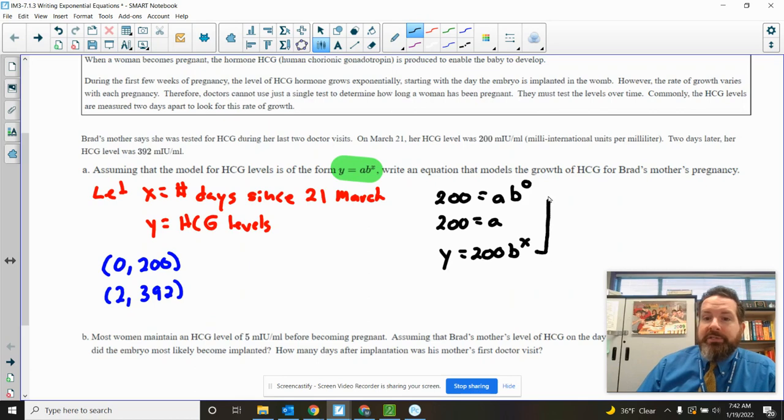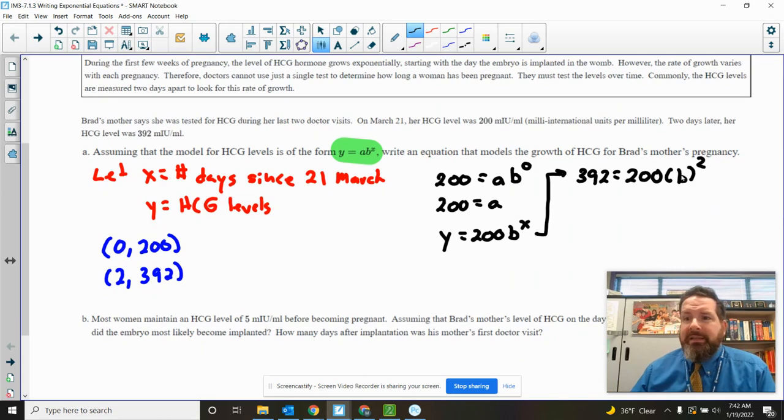That's what this second ordered pair is for. So coming over here, just for space reasons, put in your new y. We know that a is 200. We don't know what b is yet, but we know that x is 2. And then we need to get this b by itself. So let's do a division by 200 first. 392 divided by 200 is 1.96. That's equal to b squared. Let's do a square root.